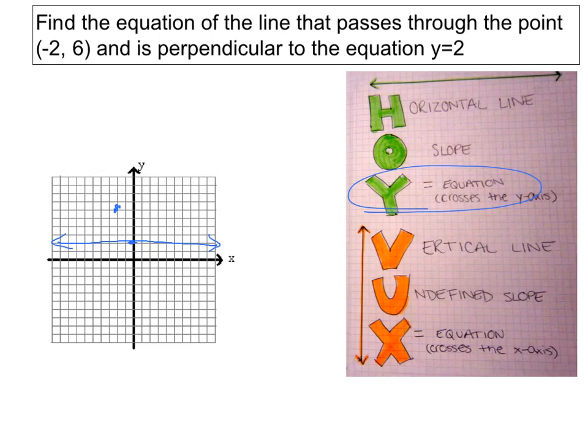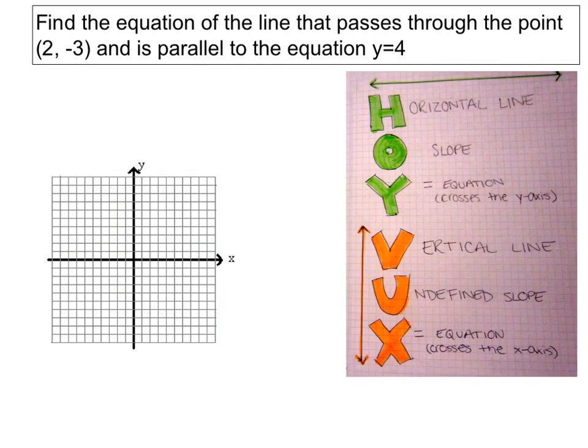It says we want the line that passes through this point and is perpendicular. Perpendicular intersects at a right angle, at a 90-degree angle. So I'm wanting this line right here. When I look at my line, well that's a vertical line, so it's going to be an x equals, and it crosses the x-axis at -2. So there's the equation I've got.